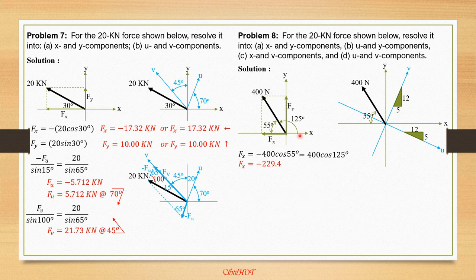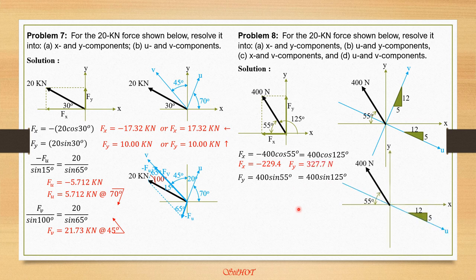Fy, on the other hand, is positive 400 sine of 55, or 400 sine of 125. That's the same. Remember, sine of theta and sine of its supplement are equal. So 400 sine 55 is also 400 sine 125, where 125 is 180 minus 55. So Fy is 327.7 newtons.